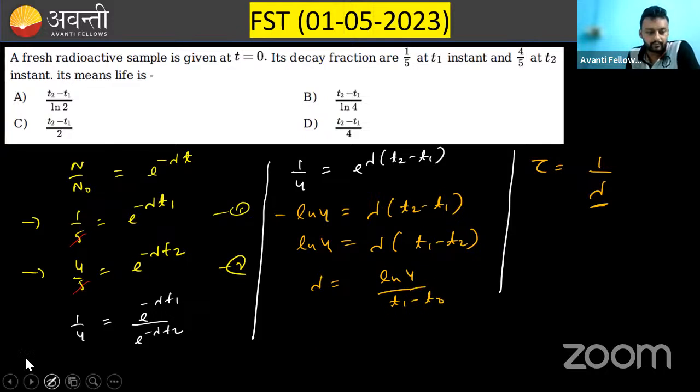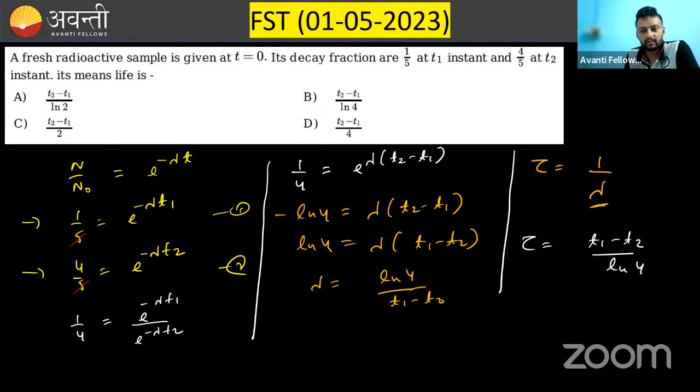Put this value. So tau is equals to 1 by lambda, means t1 minus t2 by ln 4. I think there is some typo. This is not t2 minus t1. This is going to be t1 minus t2 by ln 4. It should be t1 minus t2 by ln 4. So option B is going to be correct here.